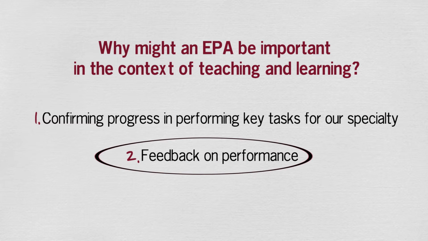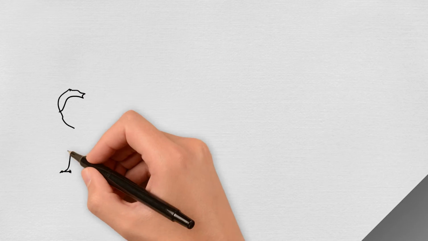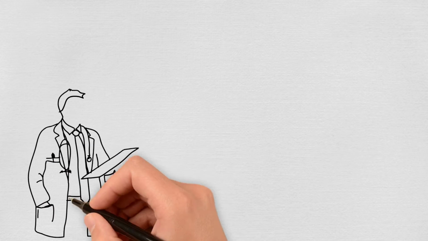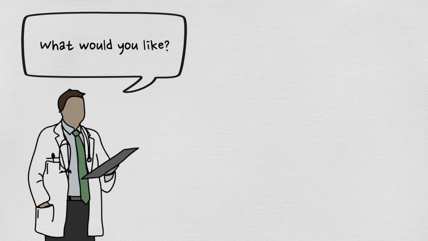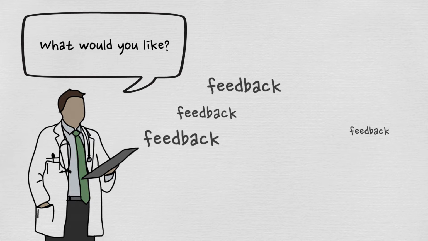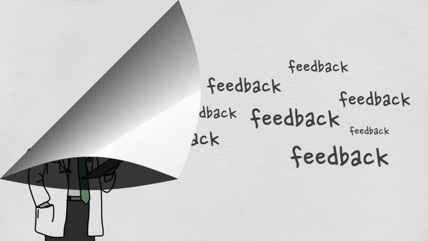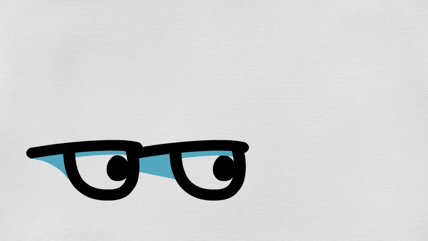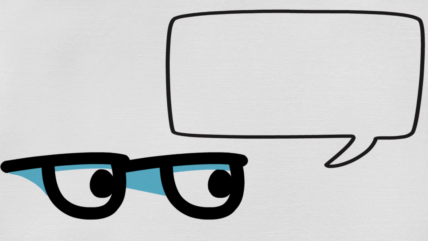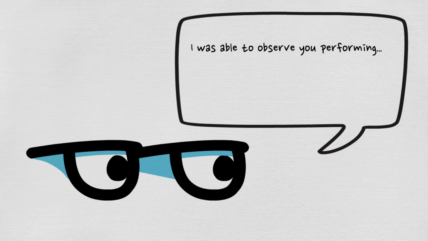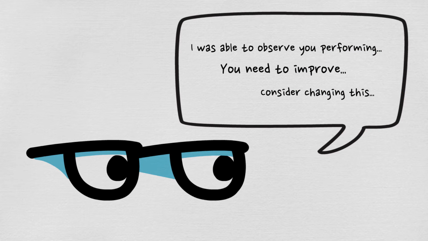The second element of performance is feedback. For years, learners have been telling us that they want more meaningful and helpful feedback. Feedback is one of the most effective ways to support a resident's growth and development. The most specific and meaningful feedback is based on what's directly observed. This is about directly observing the specific EPA task and providing meaningful feedback on performance.